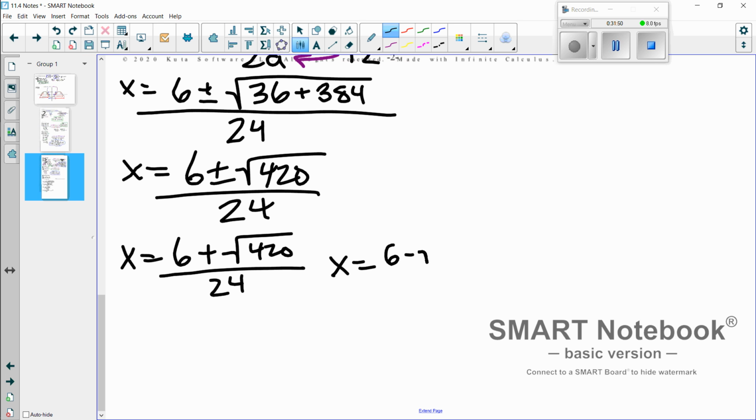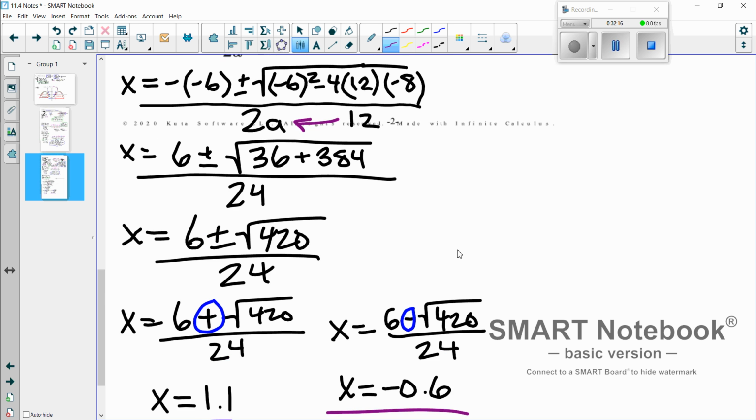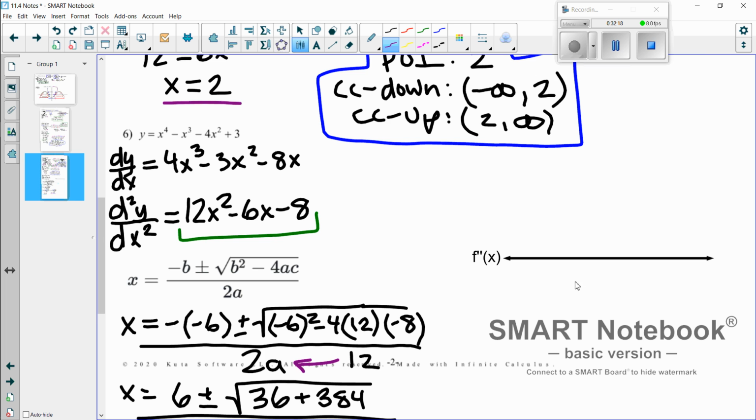So computationally, if you want to write it this way, and it helps you, then do that. Okay, so I'm accounting for the positive square root of 420 and the negative square root of 420 there. Well, you should get x to be positive 1.1 and negative 0.6. Now, these are our inflection points. Okay, so we have to put those onto our number line when we're determining concavity.